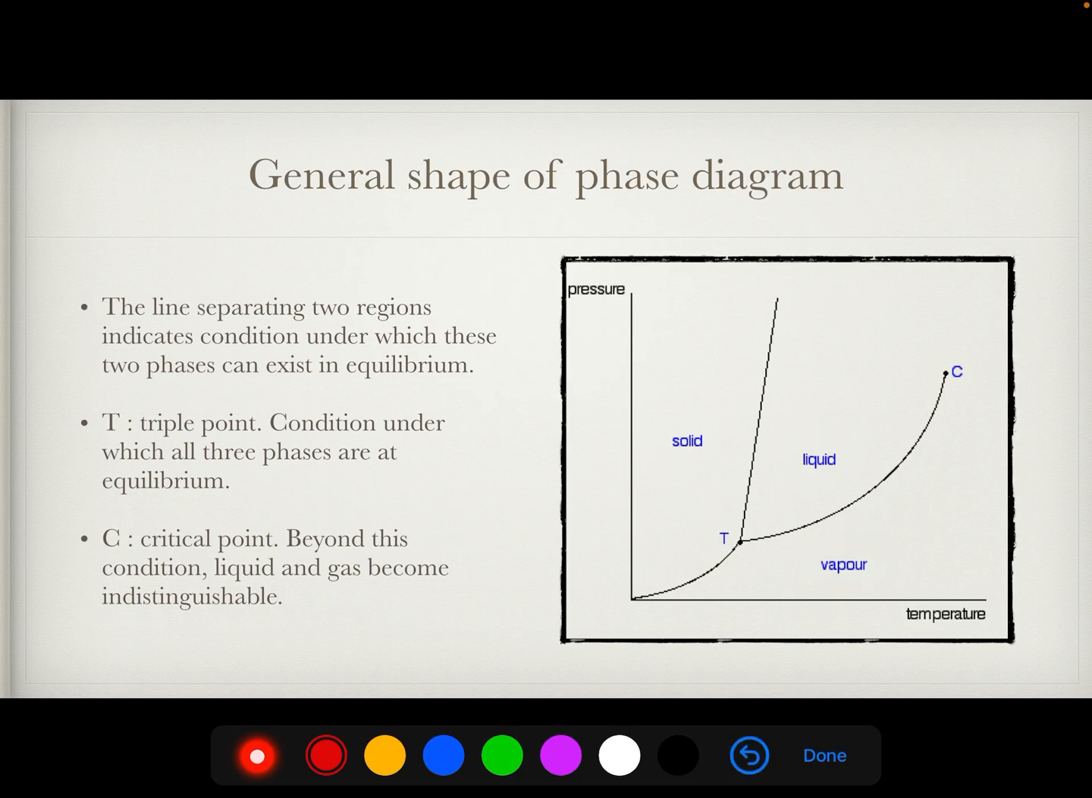There is another important point, which is called the triple point. The triple point is the condition where all these three phases, solid, liquid and vapor, exist at equilibrium. And there is also a point called the critical point. The critical point is a point beyond which, in temperature and pressure, the liquid and the vapor are indistinguishable, or in other words, they become a supercritical fluid.